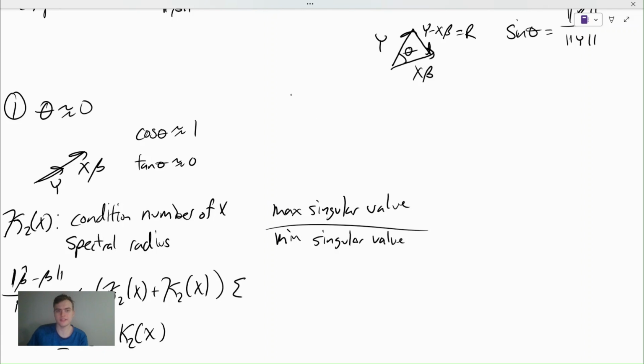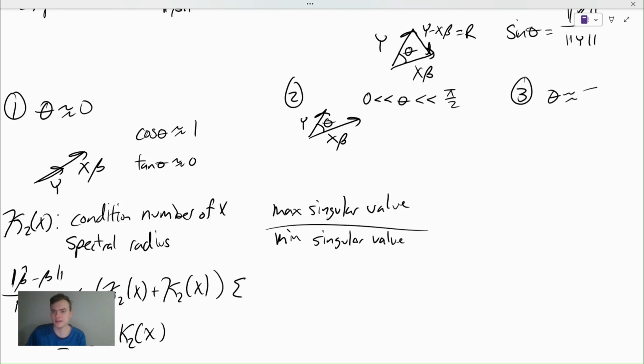And then our second case is when we have them in different directions and not orthogonal. So 0 is less than theta less than pi over 2, or really pi over 2 times k, some integer. Pi over 2 times k is not close to theta, like we're not close to the same line case or the orthogonal case, which is going to be our third case, right? So our third case is theta is around pi over 2. And so y and x beta are like that.